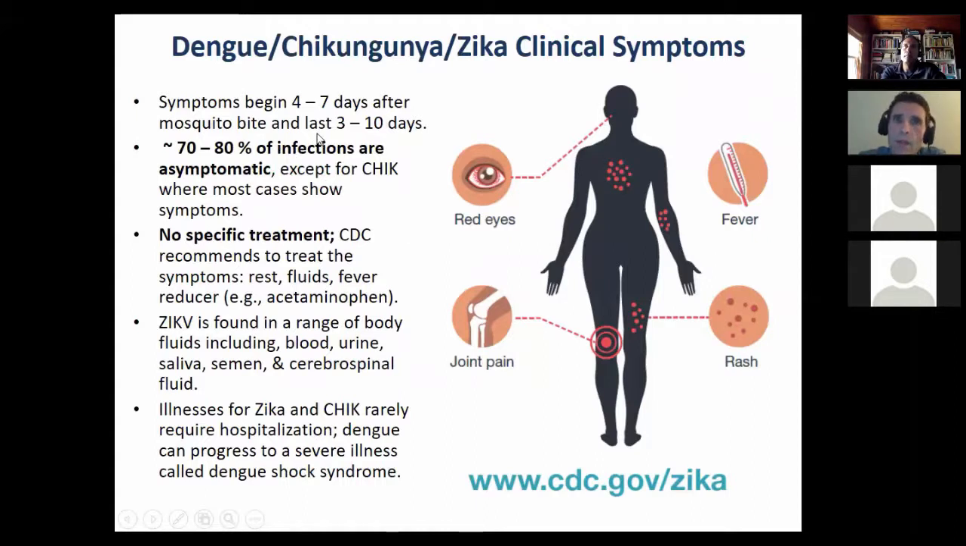So symptoms tend to begin a few days up to a week after a mosquito bite and last 3 to 10 days. Most of the infections are asymptomatic, except for chikungunya, where the opposite is true. Most people who get that do show symptoms. Now, there's no specific treatment, so the CDC recommends treating the symptoms: rest, fluids, and a fever reducer, for example. Zika virus is a little bit different because it is found in a broader range of body fluids, and this is why it can be transmitted sexually.